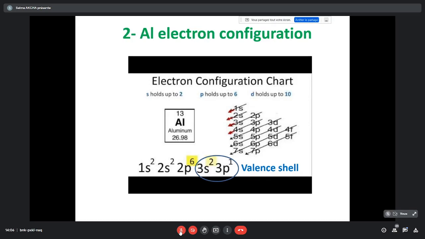Do you think that the electrons that are taken during oxidation, ionization, les électrons qui sont enlevés durant l'oxydation, l'ionisation, c'est n'importe quel électron? Any electrons can be taken during ionization or oxidation? Any electron? Not at all. We don't take the core electrons. On n'enlève pas les électrons de cœur. We take the valence electrons, the last ones. On enlève les plus externes, les derniers. On prend pas les électrons de cœur.